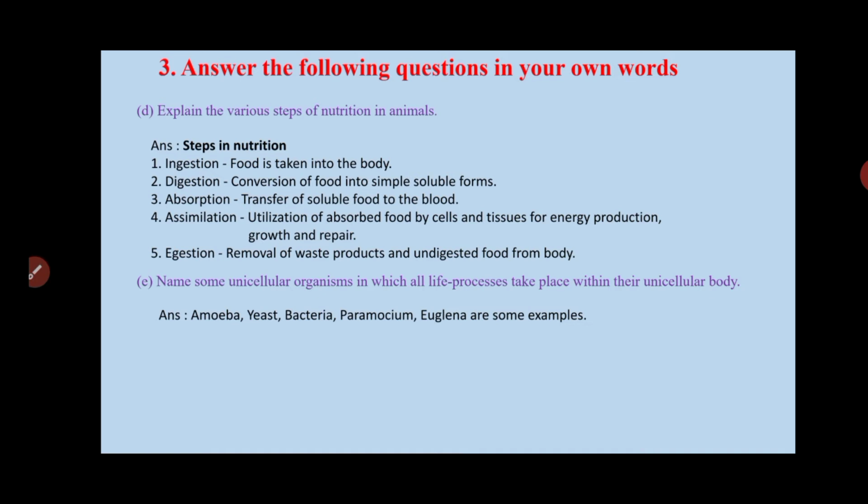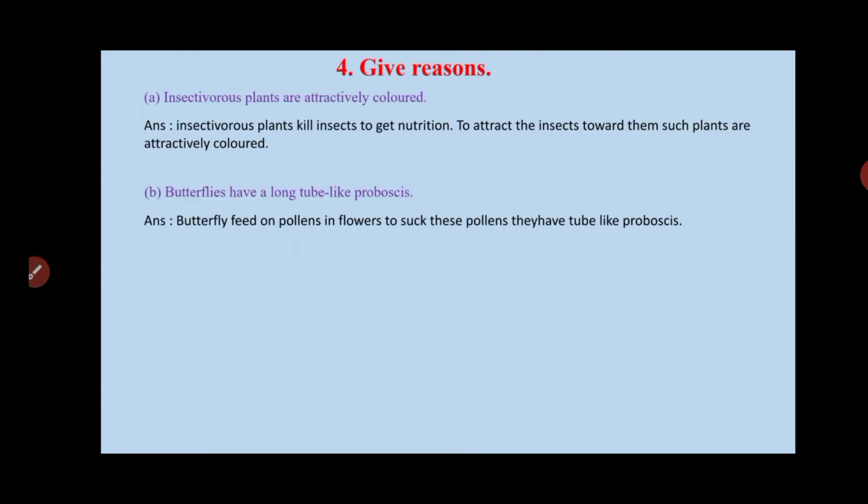Means we have to name the unicellular organism. First is the amoeba, yeast, bacteria, paramecium, euglena are the unicellular animals in which the life processes take place within the unicellular body.